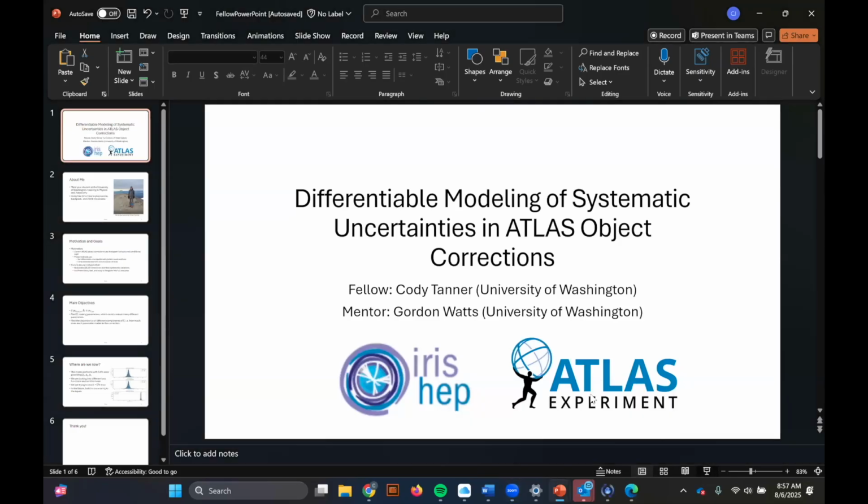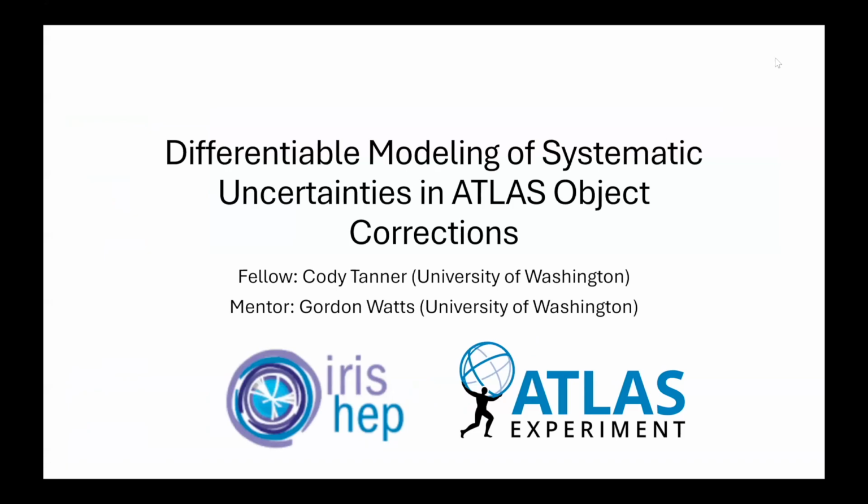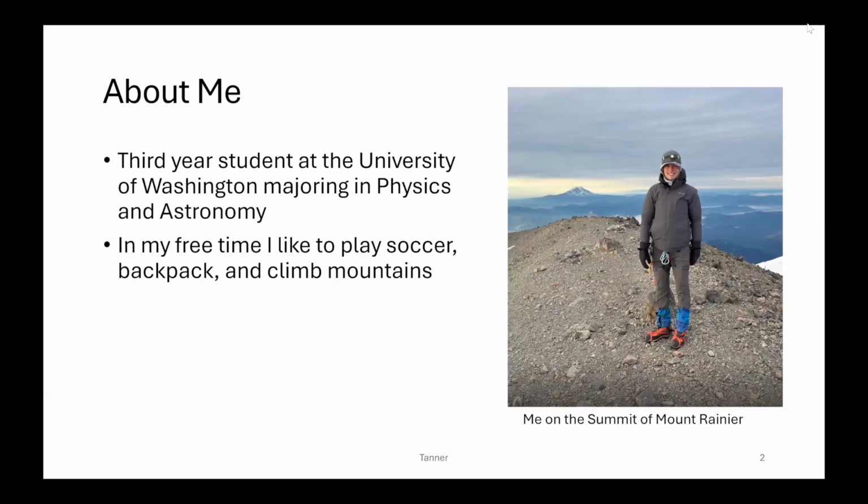All right, can you see my screen? Yes. All right, so my project is differentiable modeling of systematic uncertainties in ATLAS object corrections. I'm Cody Tanner, and my mentor is Gordon Watts. We're both at the University of Washington. So a little bit about me. I'm a third-year student at the University of Washington, majoring in physics and astronomy. And in my free time, I like to play soccer, go backpacking, and climb mountains.